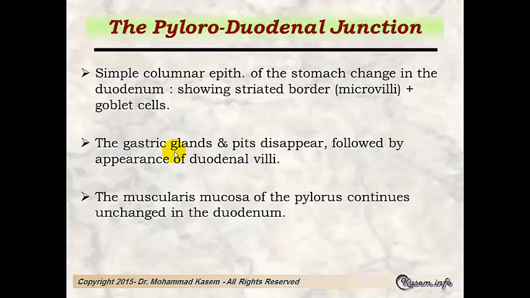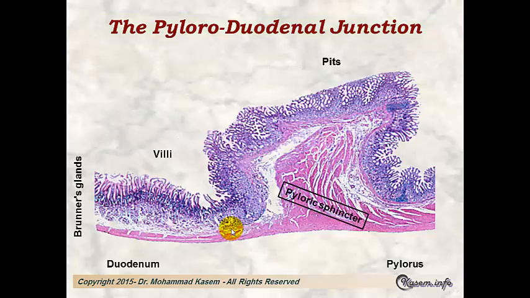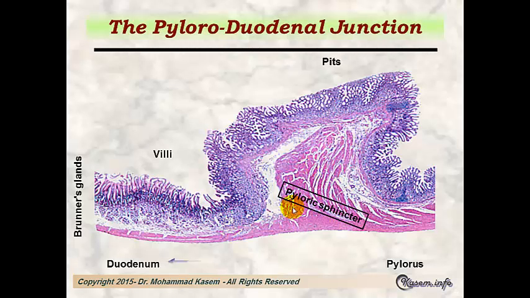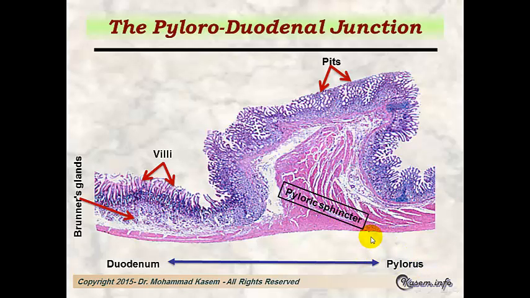Also, the gastric glands disappear. The gastric glands and the pits disappear, followed by the appearance of duodenal villi. The muscularis mucosa of the pylorus continues with that of the duodenum unchanged. See this nice view. The pits of the stomach here disappear, and we see the beginning of the duodenum here. The villi start here on the duodenum. This side is the pylorus, and this side is the duodenum.